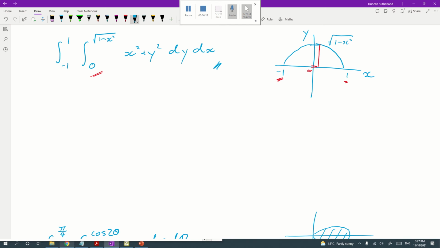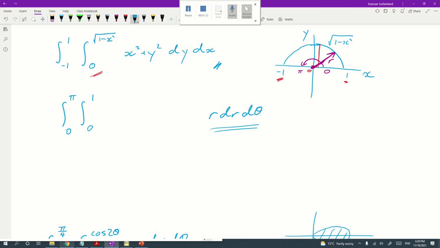Semicircles lend themselves to polar coordinates very easily. So you note that the radius goes from 0 to 1, and theta goes from 0 to pi. So we can recast the limits: 0 to 1 in r, 0 to pi in theta. We're doing dr first, but remember dx dy, the area element in Cartesians, becomes this in polars.